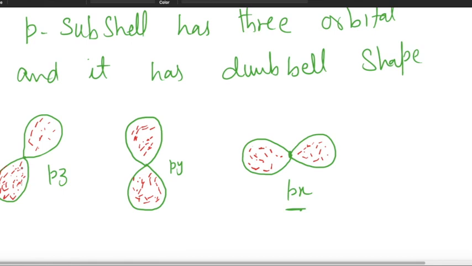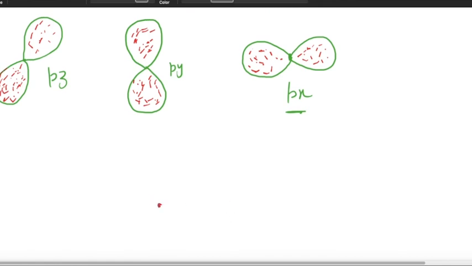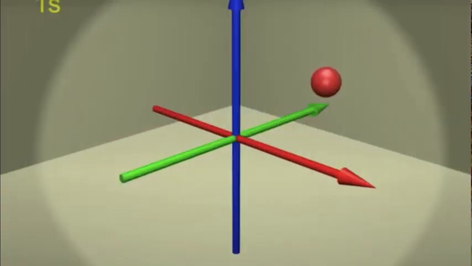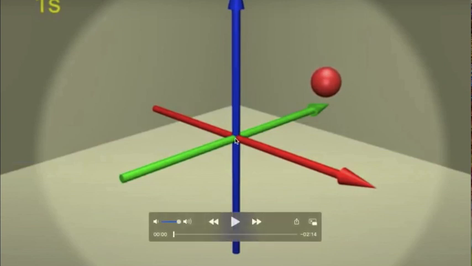What about the D subshell? The D subshell has a double dumbbell shape, but the structure of the D orbitals is not part of our syllabus, so we will not discuss it in detail. These three lines: the red line is the x-axis, the blue line is the y-axis, and the green line is the z-axis. Where these lines cross each other is the central point. You can assume that point is the nucleus, and around the nucleus the orbitals are present.